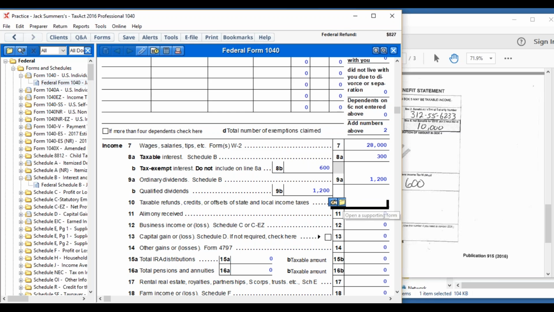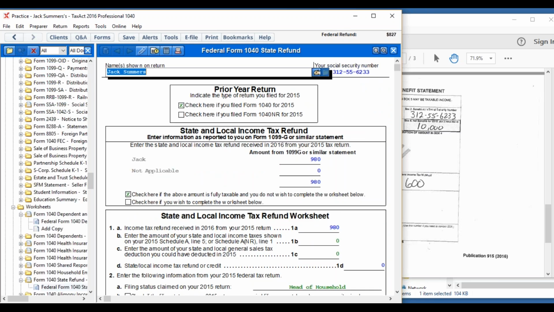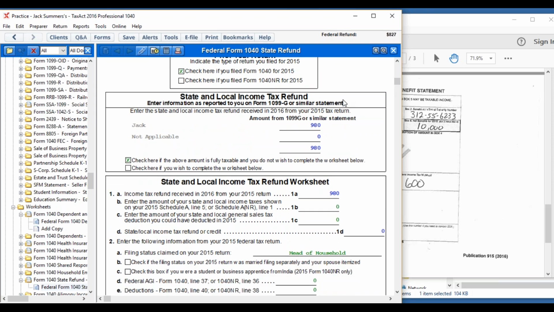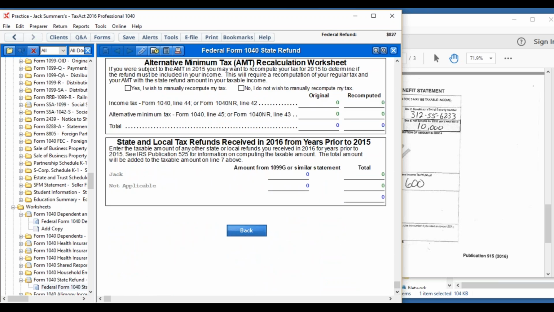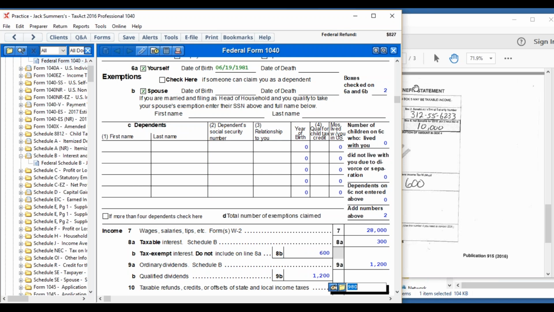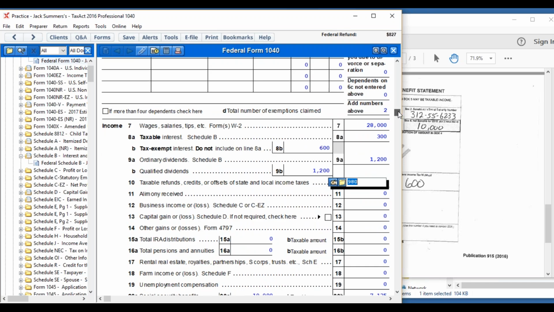So this 980, a lot of times people will put in the 980, but it won't actually show up if they check their return later. It's not showing up there in line 10. The reason is they put the 980 here, but you have to check this box. If you don't check this box to show that it's fully taxable, it will not show up on the 1040. So now that I put the 980 in and I've checked this box, I don't need to do anything else. I can just click the back button, and that 980 will appear on line 10.